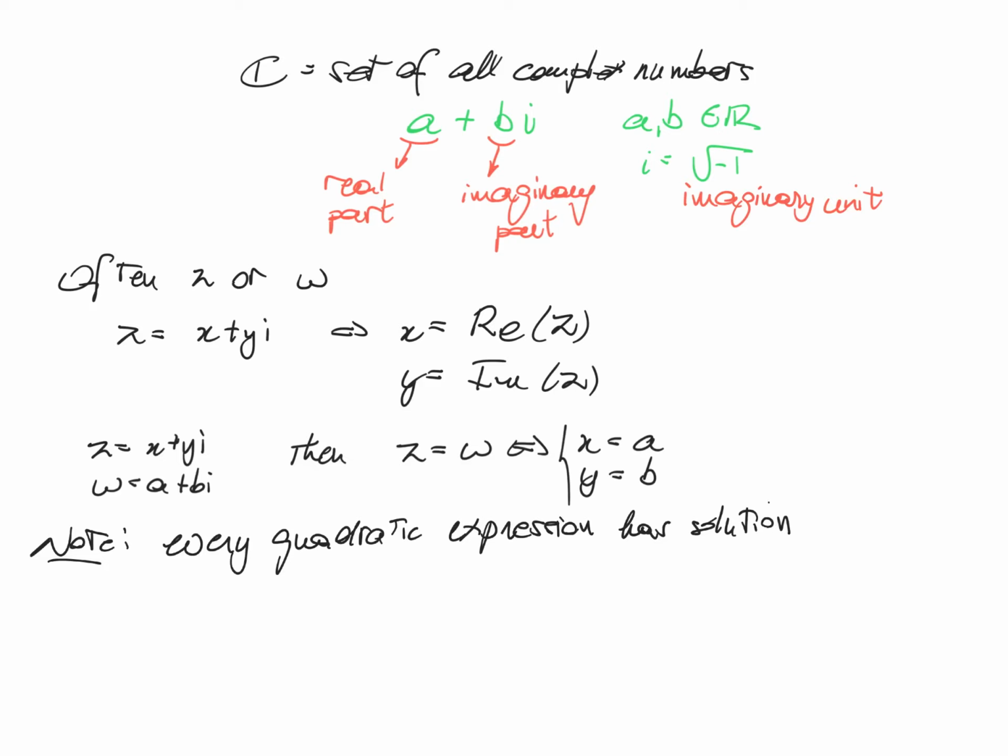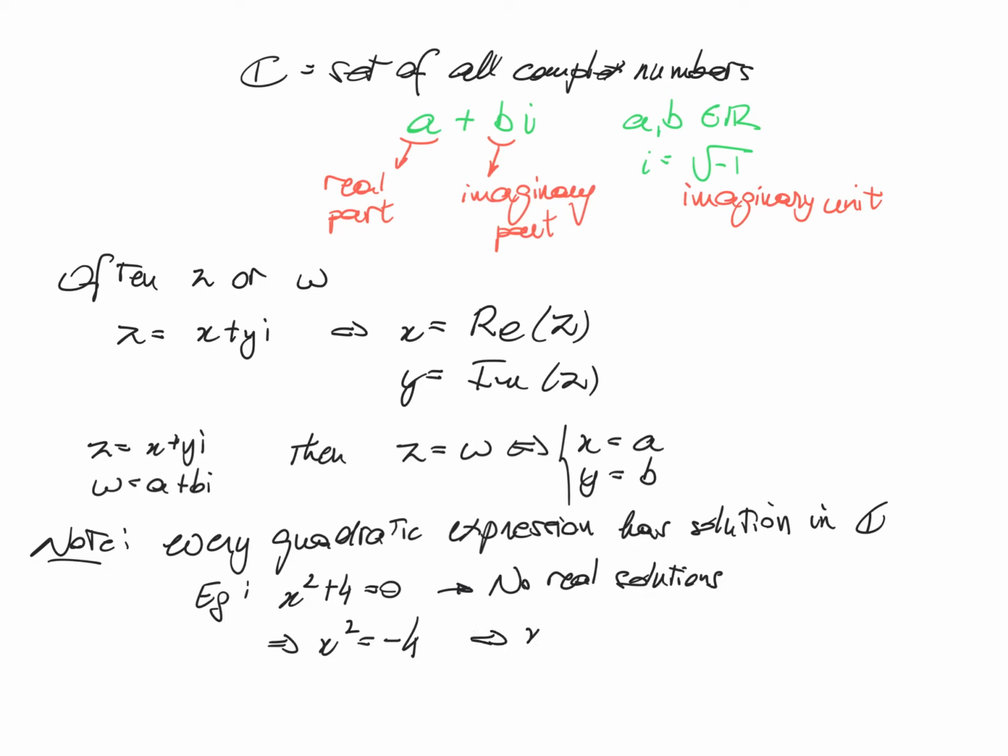So within the realm of the complex numbers, every quadratic expression can be solved. Take, for example, x squared plus 4 equal to 0. So this clearly has no real solutions, so no solutions in R, but it will have a solution in C. So x squared plus 4 is 0 also means that x squared is minus 4.